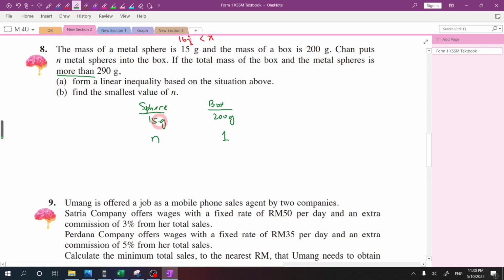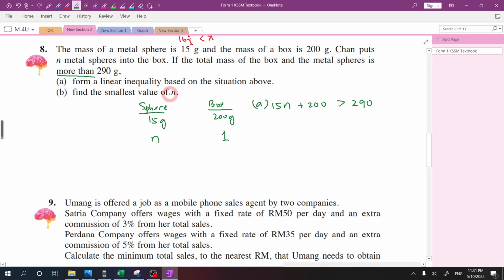One metal sphere, 15 grams. Now we have n metal spheres. It will be 15n. We don't have to write the gram. And we put them inside the box, right? So the box is 200 grams. There's only one box, so plus 200. This is the total mass, more than 290. Okay, this is the answer for part A.